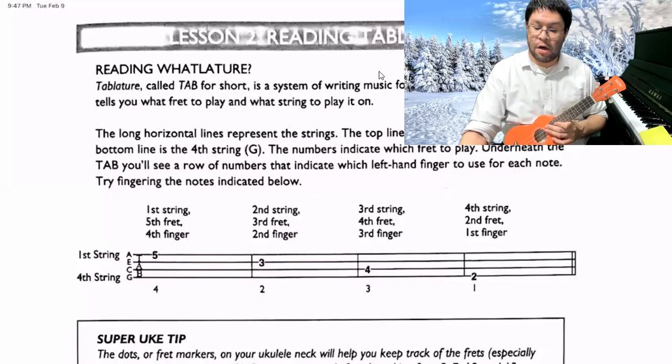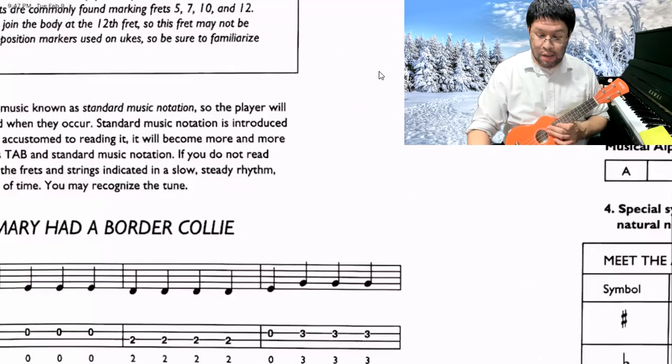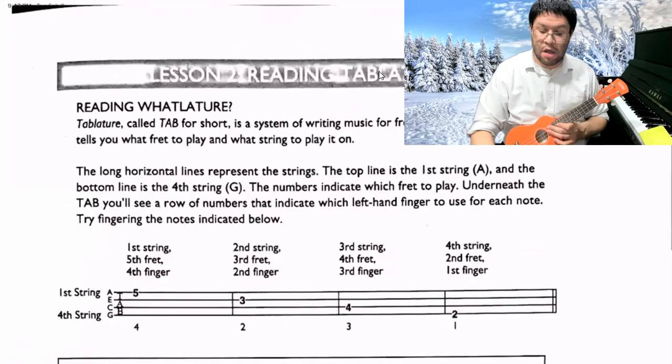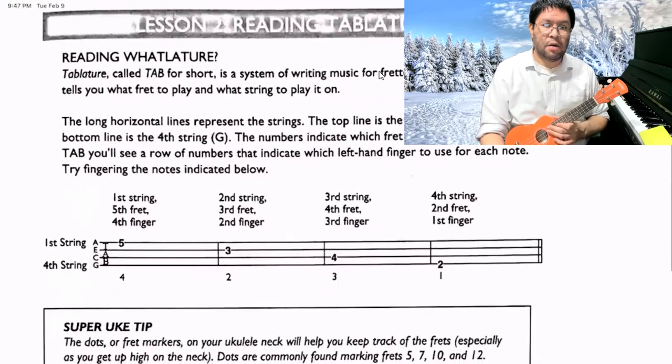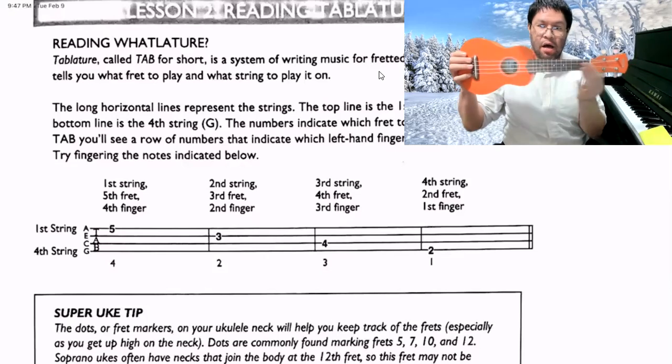So here we are on page number 13 of the book. Excuse me, not page 13, but page 11. And we're talking about reading tablature. So let's go ahead and take a look. On the beginning, we see that we have a little diagram of the neck of the ukulele.